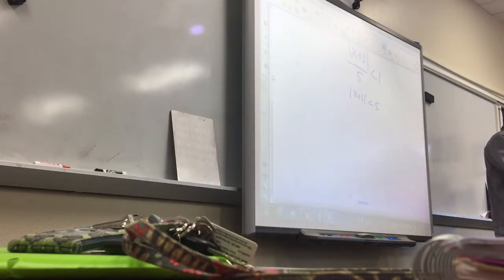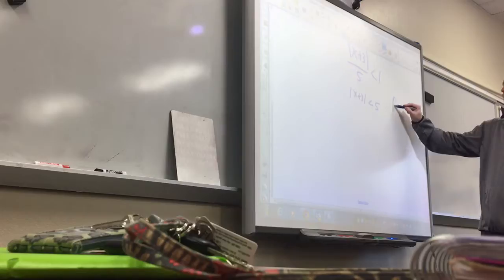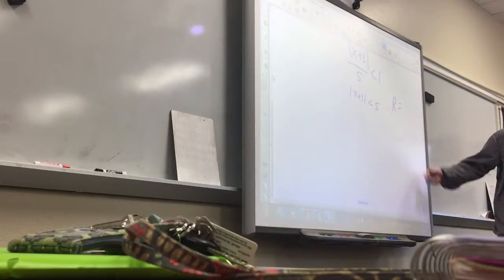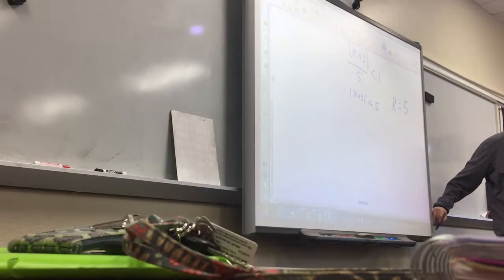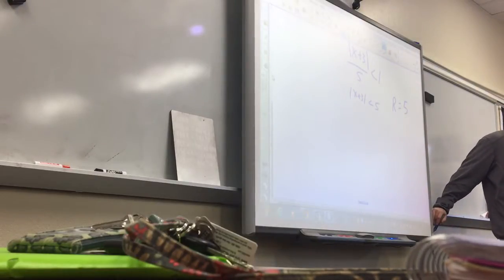Right, it's in that form that we wrote up yesterday, right? The absolute value of x minus a is less than capital R. All right, so that's what I want. I got it in that form. Okay, so right now I know R is 5. That's my radius of convergence, is 5. The center would be -3, okay? So I could then ask for the interval of convergence really quickly from it, right?